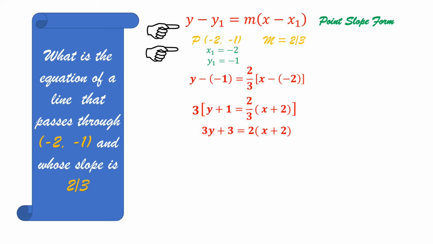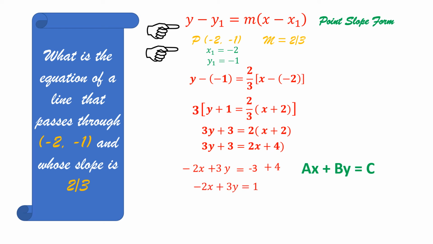So let us first simplify that by distributive property also. So we have 3y plus 3 is equal to 2 times x is 2x, and 2 times 2 is equal to 4. And then by writing in standard form, let us have the equal sign first. Let's transpose 2x on the other side, and that will become negative 2x. And the y term is plus 3y, and then on the right side of the equal sign are the constant terms. So we have negative 3 plus 4. So negative 2x plus 3y is equal to positive 1 because negative 3 plus 4 is equal to 1.